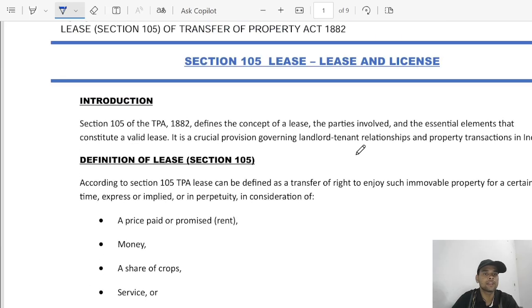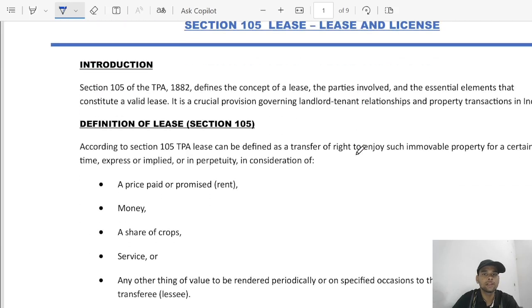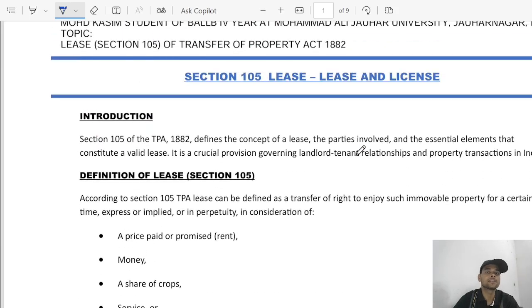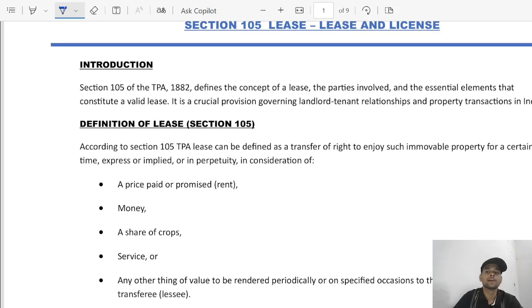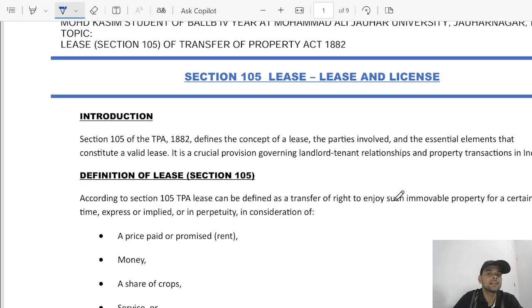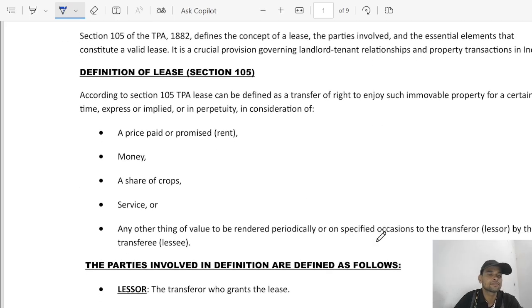Without much wasting of our time, let's proceed to the concept. Basically, Sections 105, 106, 107, and 111 of the Transfer of Property Act 1882 deal with the concept of lease. Today, we will study Section 105 of the Transfer of Property Act, lease and license.